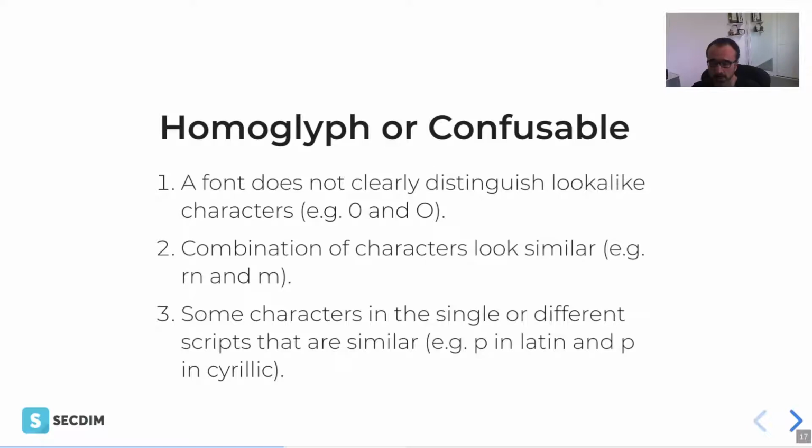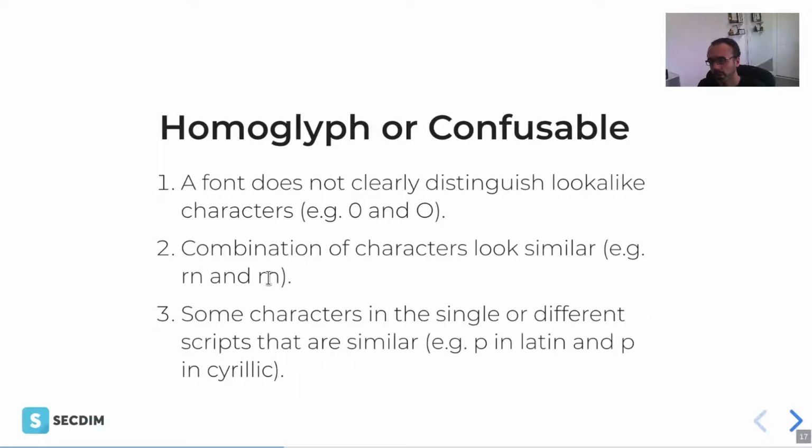We have a concept called homoglyph, or simply confusable. This has to do with simply three areas. We have a font that does not clearly distinguish between similar characters. The most notorious example is 0 and O. Or a combination of multiple characters that look similar. A very simple example is RN and M.